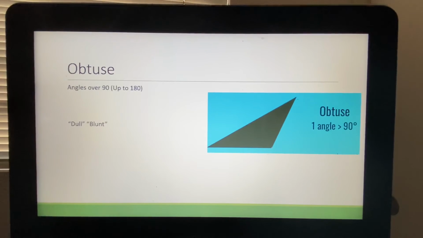There we go. So an obtuse angle has a very dull or blunt side, which is over 90. An acute angle is less than 90. So we can do this. That's an acute one. And then a right angle is 90. Obtuse, over 90. So those are the three angles: right, acute, and obtuse. Make sure you have all that in your notes.